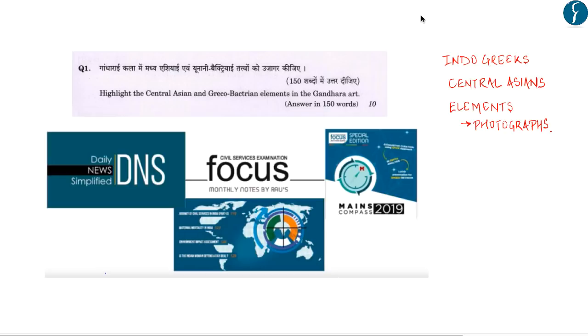Today, the question which we have selected was asked in GS Mains 2019 paper 1 under the Art and Culture section. The question is, highlight the Central Asian and Greco-Bactrian elements in the Gandhar art. The question was of 10 marks and it had to be answered in around 150 words.